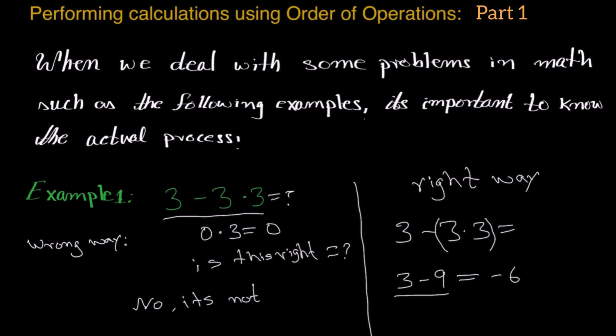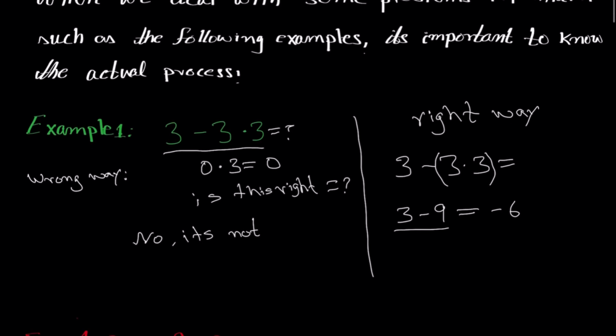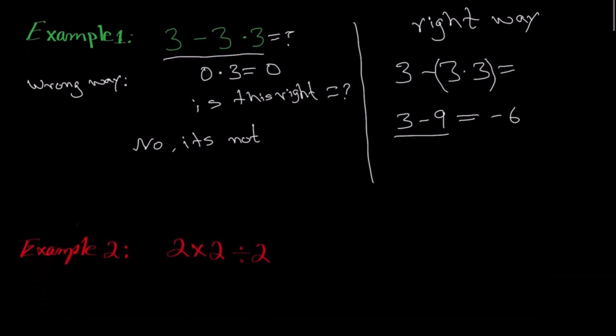So as we see, minus 6 and 0 are not the same. The wrong way will always give us the wrong answer. The right way is, when you have a multiplication and subtraction in one equation, you always do the multiplication first. So that was one example. Let's move on to the second example.